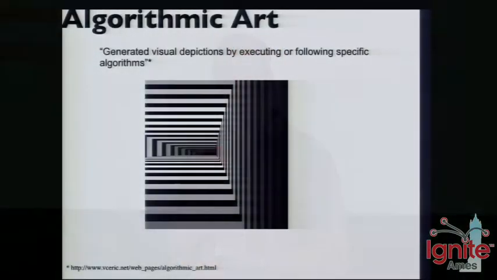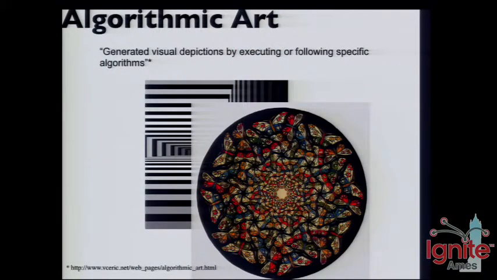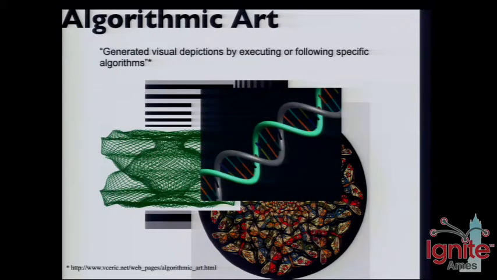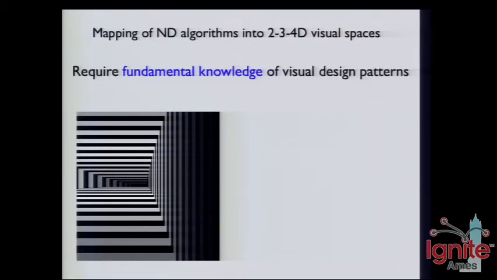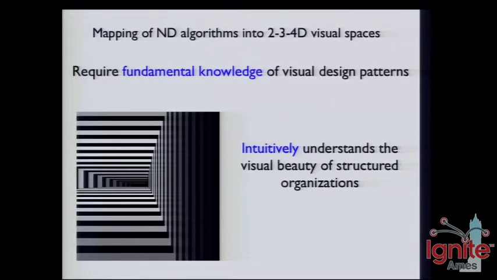Now, algorithmic art is actually a visual description of algorithms, okay? Here are a couple of examples. Nature, that's found everywhere, okay? So when you look at actual algorithms, they're represented usually in an infinite dimensional space, whereas if you look at visual, it's 2D, 3D, or 4D. So there's that transition there, and they still require the fundamental knowledge of design patterns, right? It's just a different canvas. And it still has that same intuition on the basic visual structure of organizations.